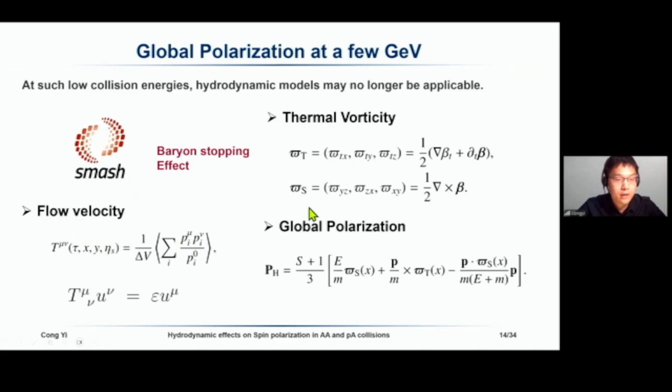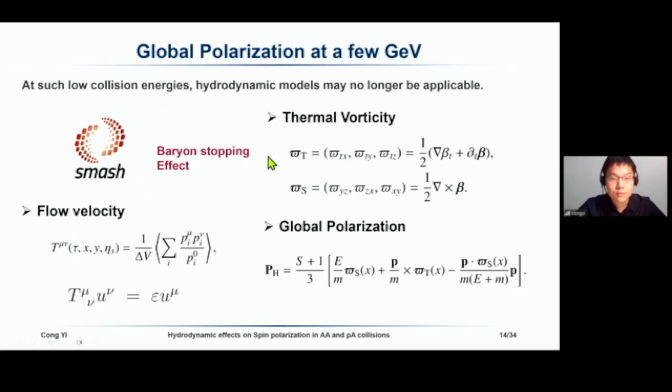At such low collision energy, the hydrodynamic model and AMPT may no longer be applicable. So we use the hadronic transport model SMASH to describe the evolution of the system. The baryon stopping effects have been considered in this model. We first extract the energy momentum tensor from the particles' momentum. The flow velocity and the energy density are the eigenvector and the eigenvalue of the energy momentum tensor.